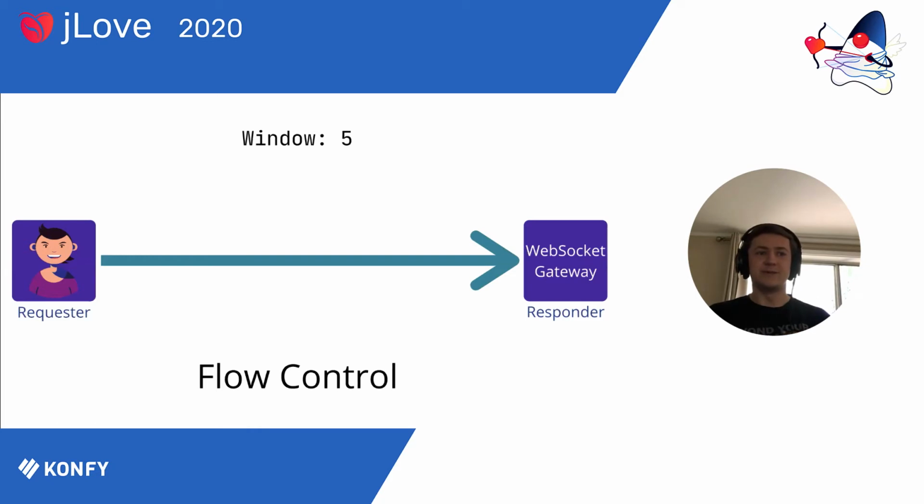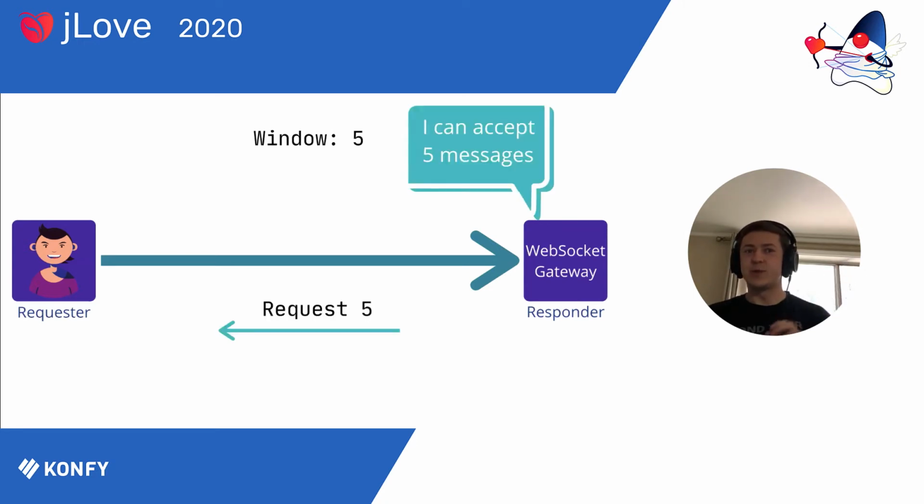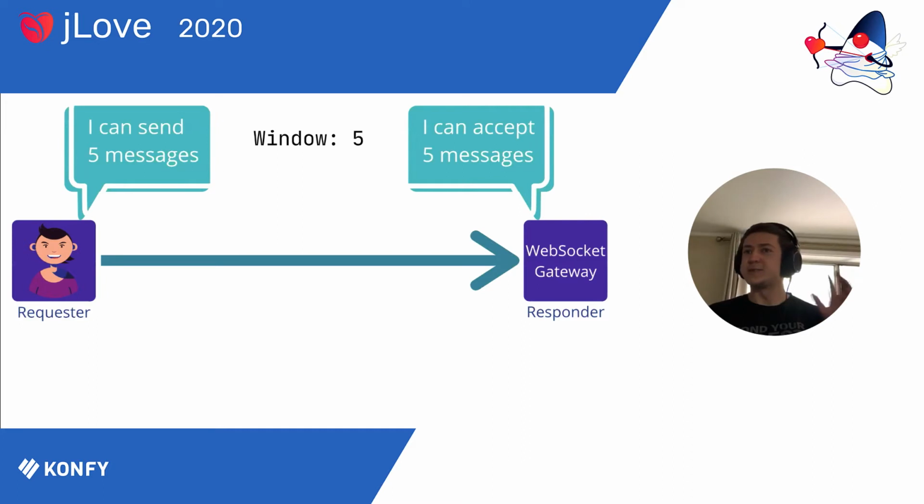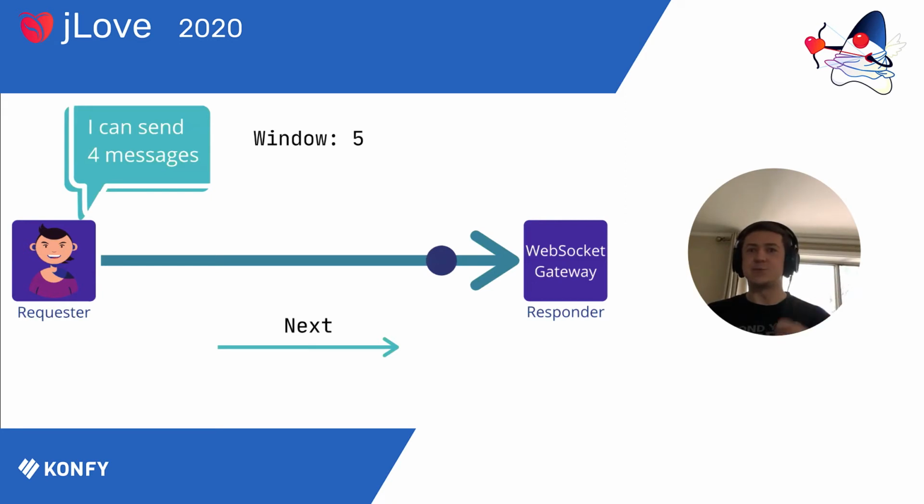Okay, here is Bob, who is the requester in this interaction, and the WebSocket gateway, who is the responder. And once Bob has established the channel, Bob doesn't start sending messages just yet. It's the responder who starts the interaction. So the responder sends a message that says, I am ready to accept 5 messages. After that, Bob understands that he can send 5 messages. And he starts sending messages one by one. The first message, then the second message. And at this point, Bob knows that he can only send 3 more messages. Another message. And at this point, Bob knows that he can only send 2 more messages.